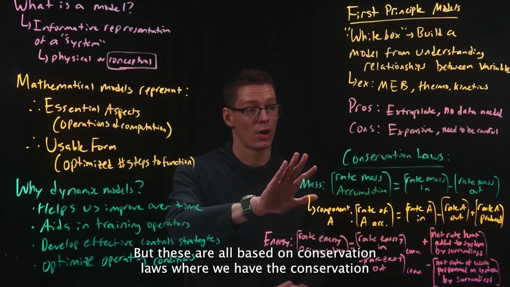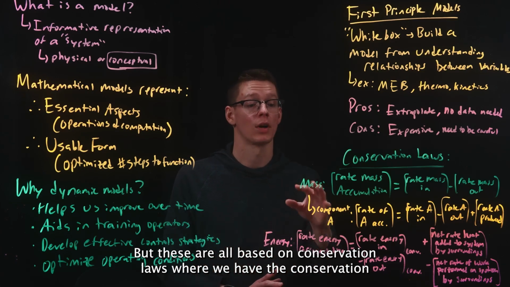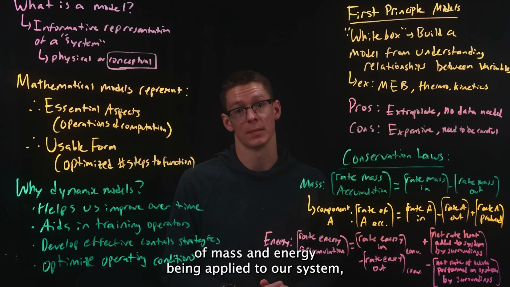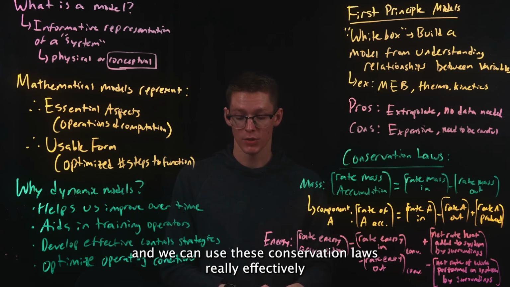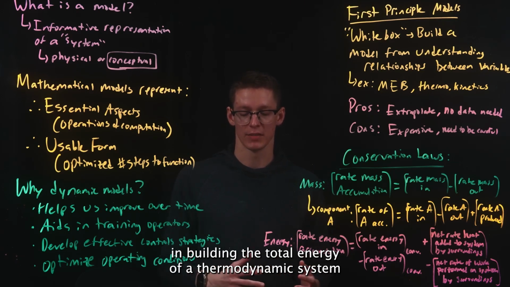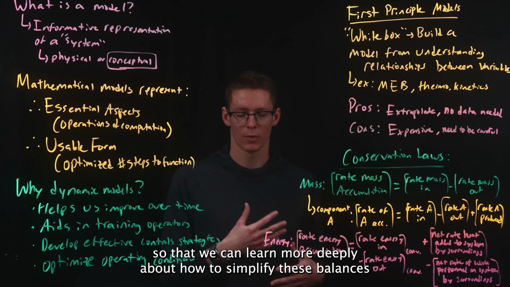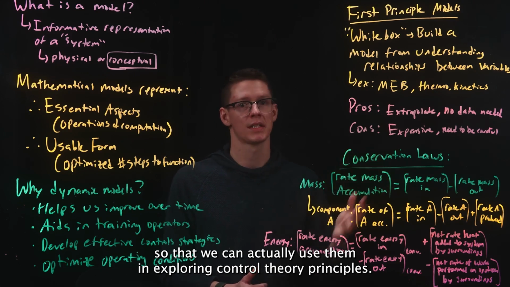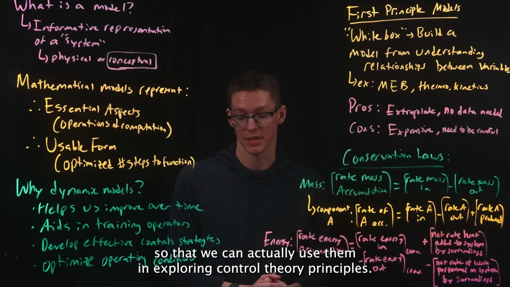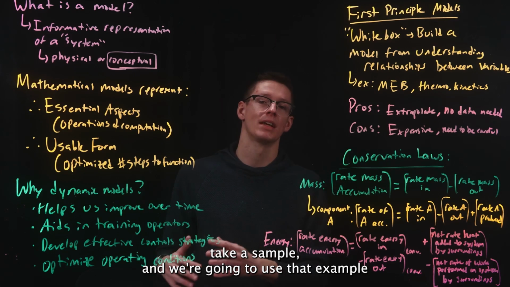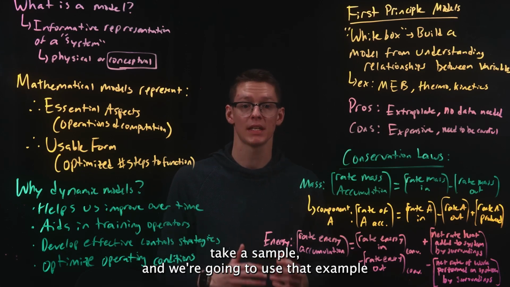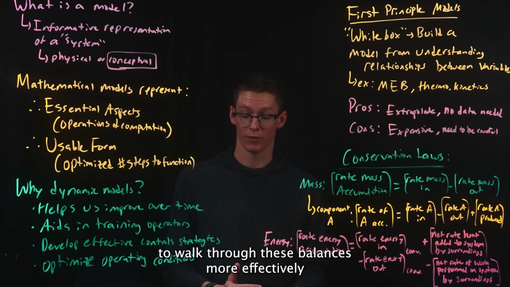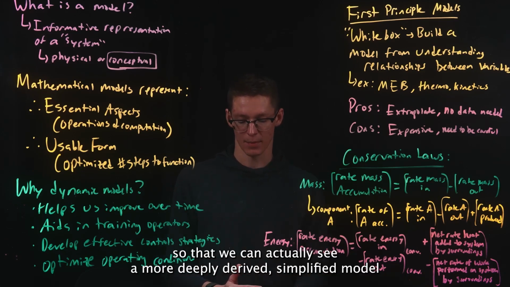But these are all based on conservation laws where we have the conservations of mass and energy being applied to our system. And we can use these conservation laws really effectively in building the total energy of a thermodynamic system so that we can learn more deeply about how to simplify these balances so that we can actually use them in exploring control theory principles. We're going to move back to the blending tank example, and we're going to use that example to walk through these balances more effectively so that we can actually see a more deeply derived, simplified model.